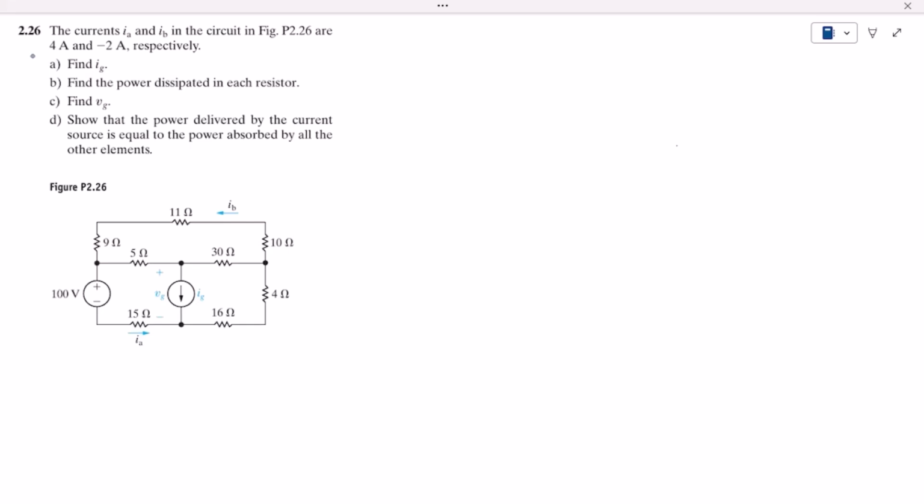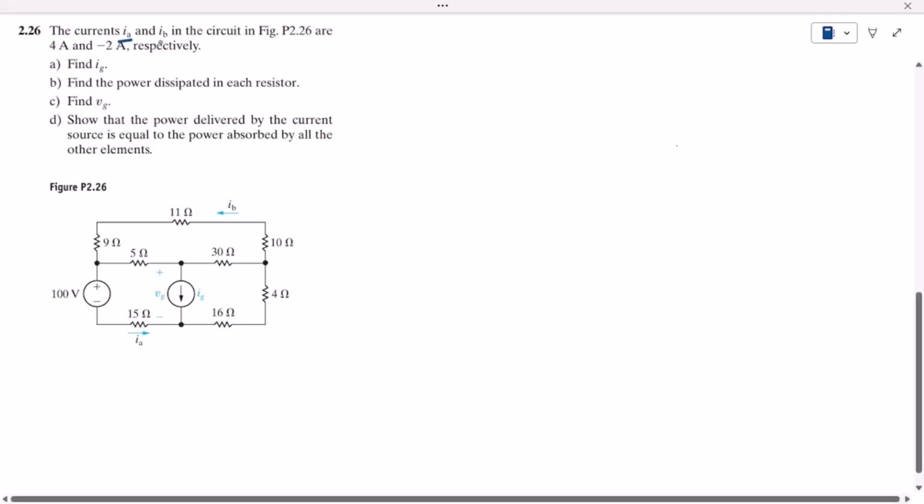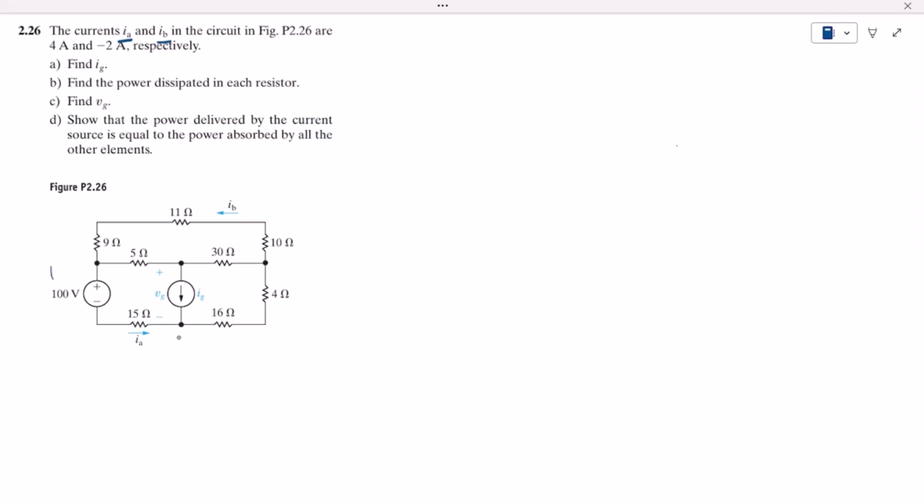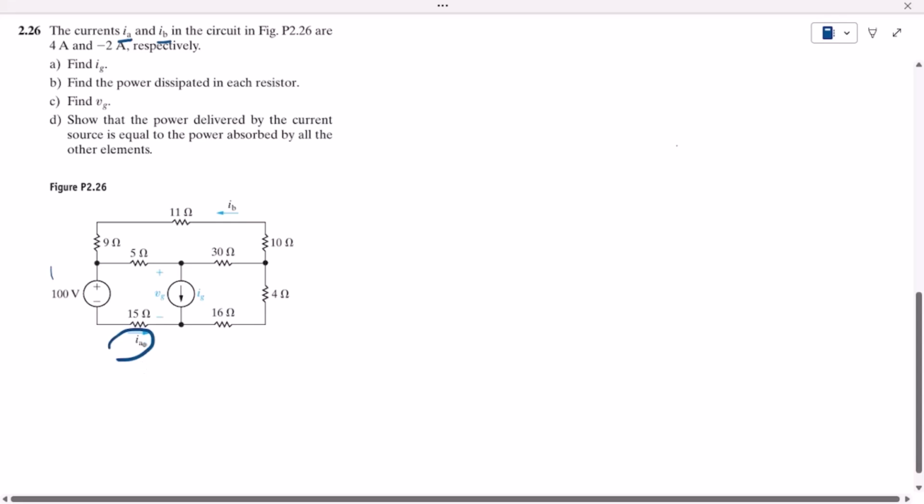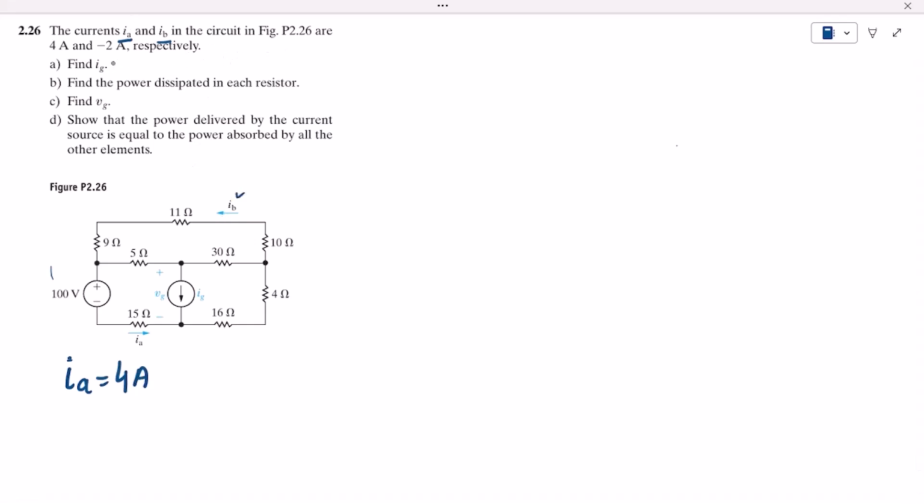This is question 2.26 of our book, Electric Circuits by Nilsson, and the statement of this question is: the currents IA and IB in the circuit in figure 2.26, which is this one, are 4 amperes and minus 2 amperes. Where are IA and IB? We can see here that this is IA, and the value of it is 4 amperes. Let me write it here. IA is 4 amperes, and the value of IB, which is this current, is minus 2 amperes.